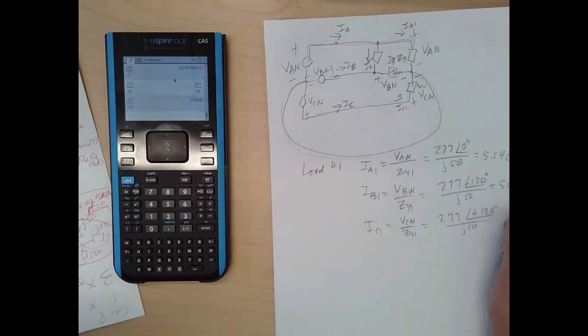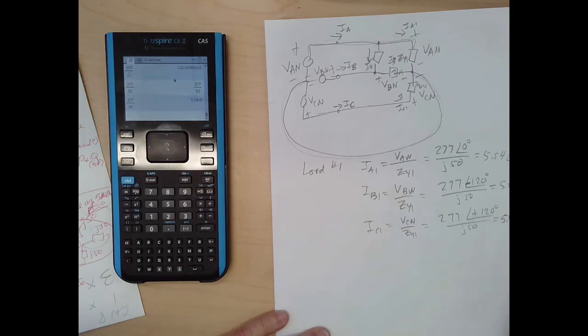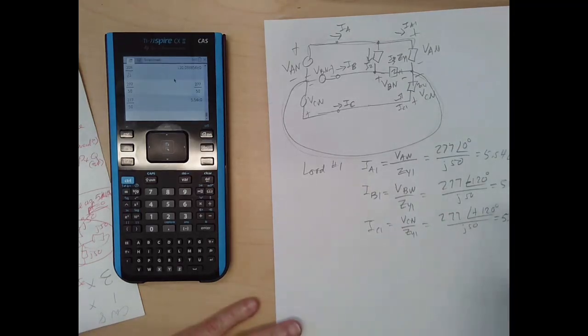And this one will be 5.54 angle of negative 120 minus 90. So it'll be negative 90 minus 120, so negative 210. That's okay, I guess. And the C phase, same magnitude, 120 minus 90, so 30. All right, so we got IA1, IB1, IC1.